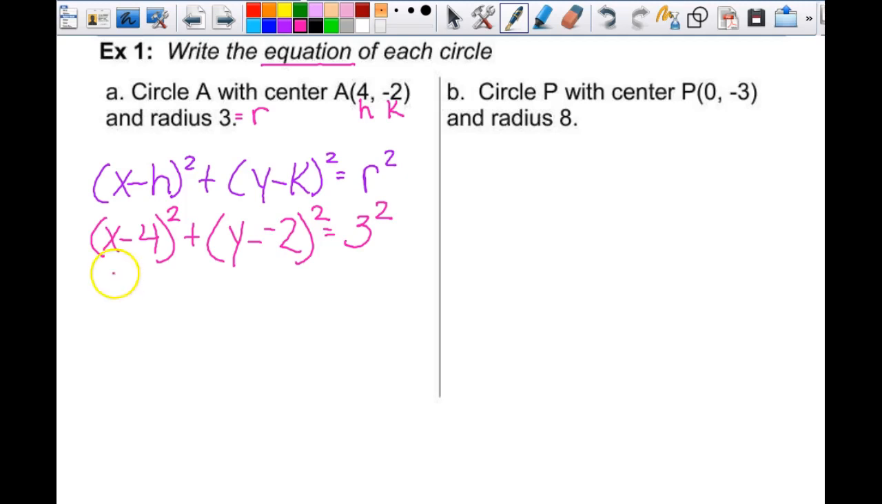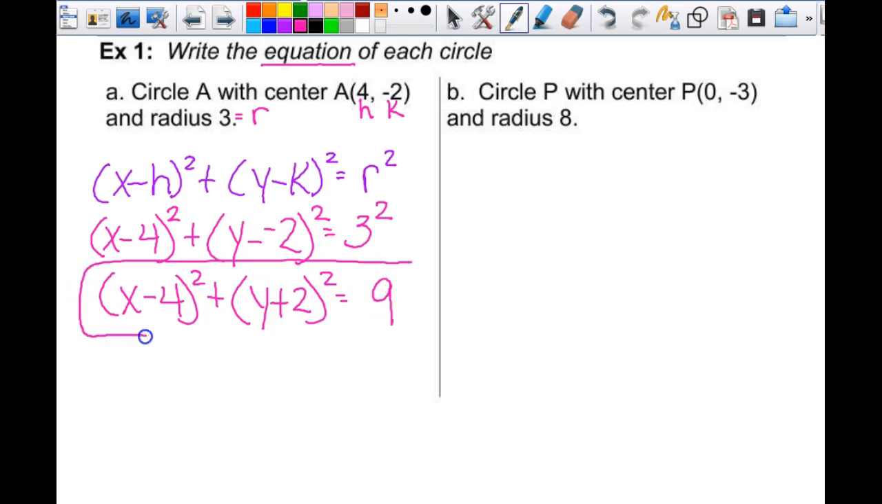So this first term is fine just like it is. (x minus 4) squared plus, what's y minus a negative 2? (y plus 2) squared, and then what's 3 squared? 9. This is the equation of a circle that has a center of (4, negative 2) and radius 3. Okay, everybody good? Okay, so I'm going to give you a minute. I want you to do the next one.